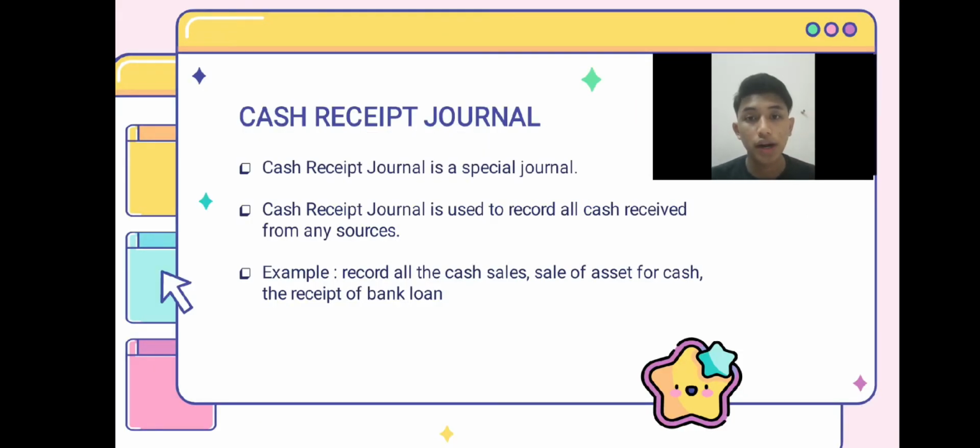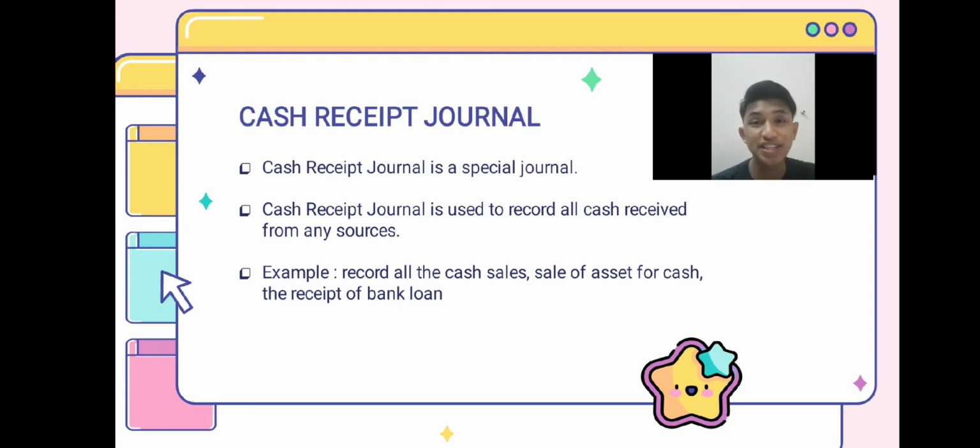Assalamualaikum warahmatullahi wabarakatuh. My name is Anwar bin Ahmad Salin and my matric number is 01DPM22F1015. I would like to explain about cash receipt journal and cash payment journal. Right now, I will explain about cash receipt journal first.